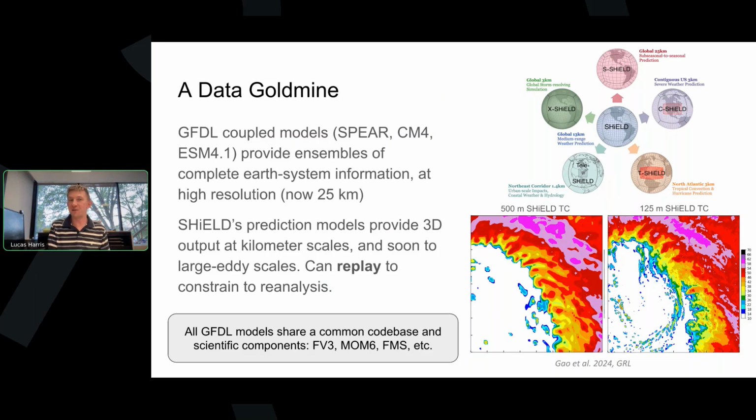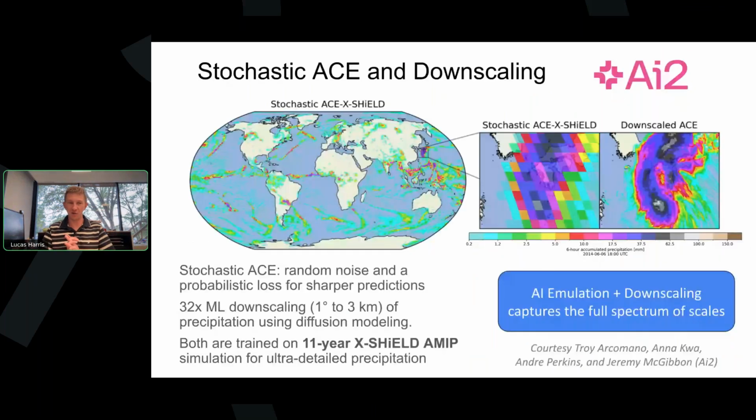One thing I do want to point out is I mentioned a lot of different model names, but they're all slightly different variations on the same code base. All the science, all the infrastructure is exactly the same, where it's all FV3 based dynamical core, MOM6 ocean model, which we're now using in SHIELD, FMS, and so on. So we're not developing 10 different completely separate models.